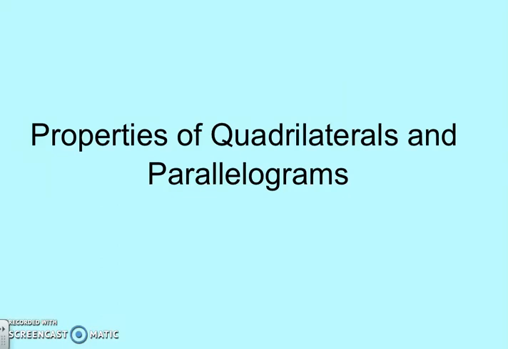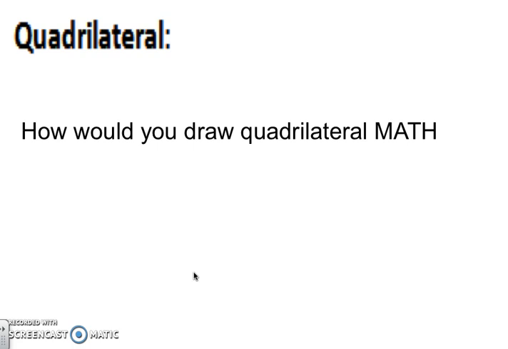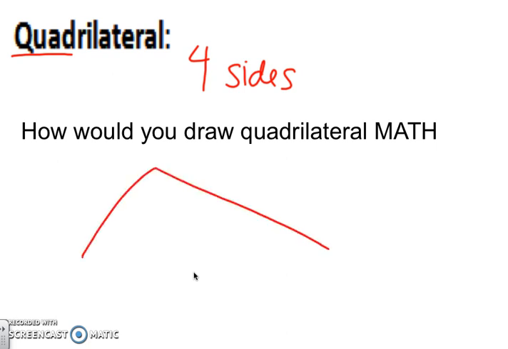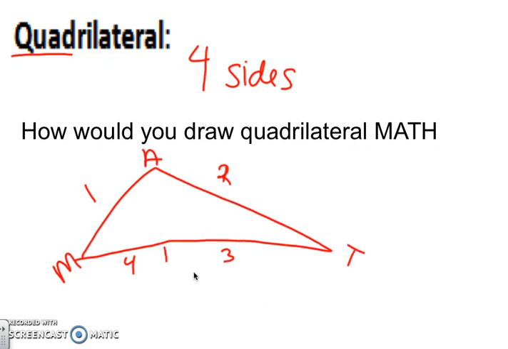Time to learn about properties of quadrilaterals and parallelograms. So, a quadrilateral, again, hopefully you know, just means it has four sides. Quad means four. So how would you draw quadrilateral MATH? Give me one side, another side, another side, another side. So I have one side, two sides, three sides, four sides. So we can say M, A, T, H.